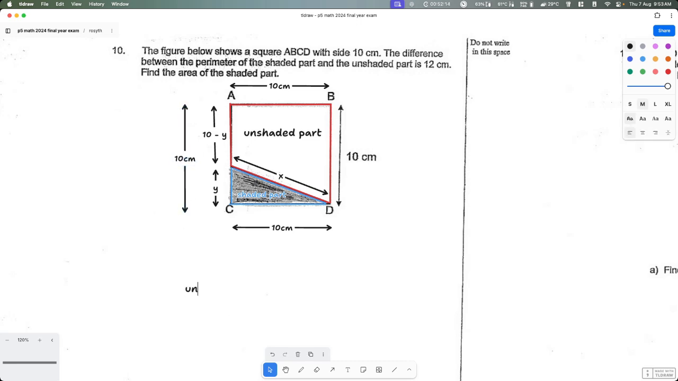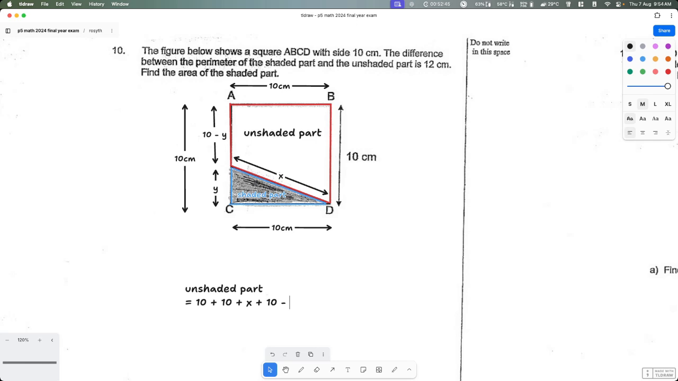So the unshaded part is equal to, so we have 10 plus 10. Okay, unshaded part, right? 10 plus 10 plus 10 minus Y plus X. So I'm gonna write down. So 10 plus 10 plus 10 plus, I'll just put x, and then plus 10 minus y.